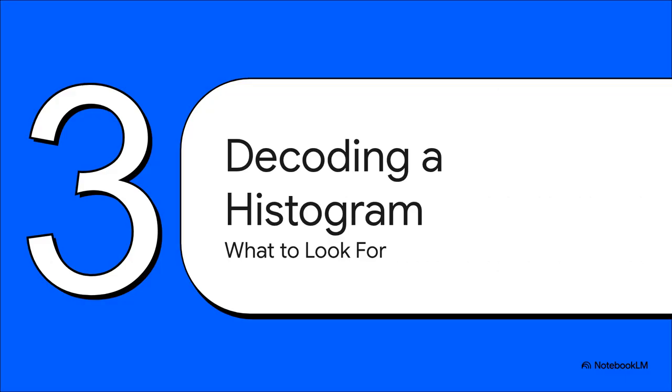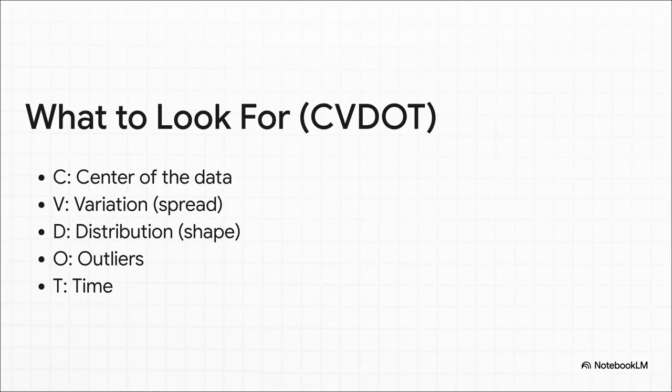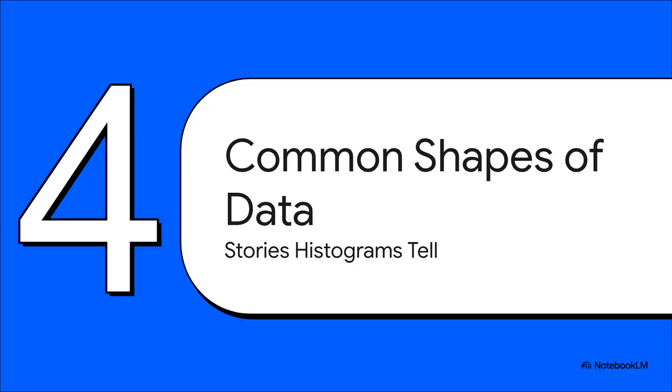Okay, so we've got a handle on what a histogram is. Now comes the really fun part, learning how to actually interpret what it's trying to tell us. And believe it or not, there's a simple, systematic way to do this. If you want to analyze a histogram like a pro, all you have to remember is a simple little acronym, CVDOT. C is for center, where's the middle of the data? V is for variation, how spread out is everything? D is for distribution, what's the overall shape? O is for outliers, are there any weird values that don't fit? And T is for time. Now this one's optional, but it's about whether the data has changed over time. So for the next few minutes, let's really zoom in on that D for distribution, the shape.